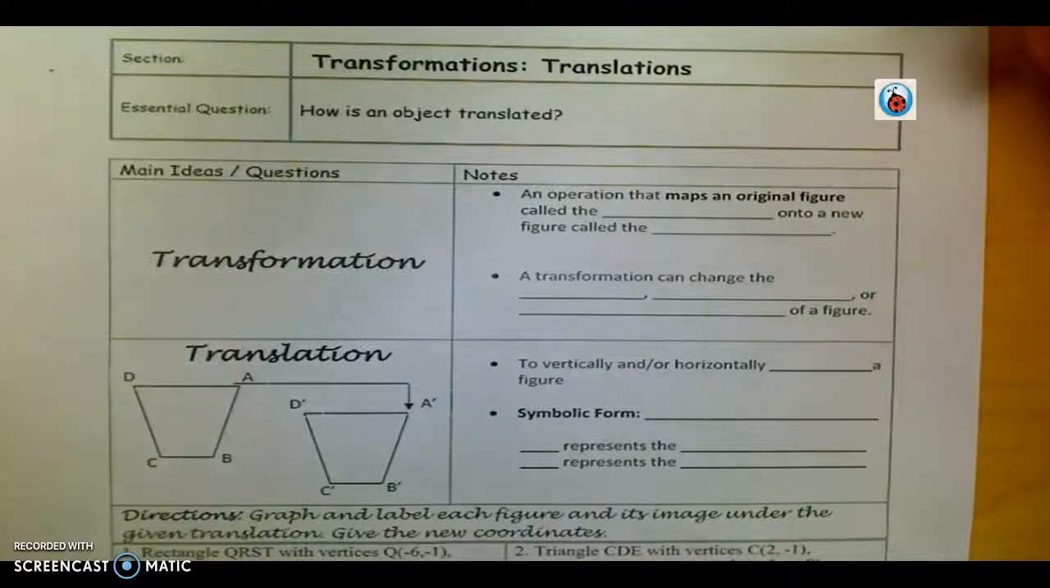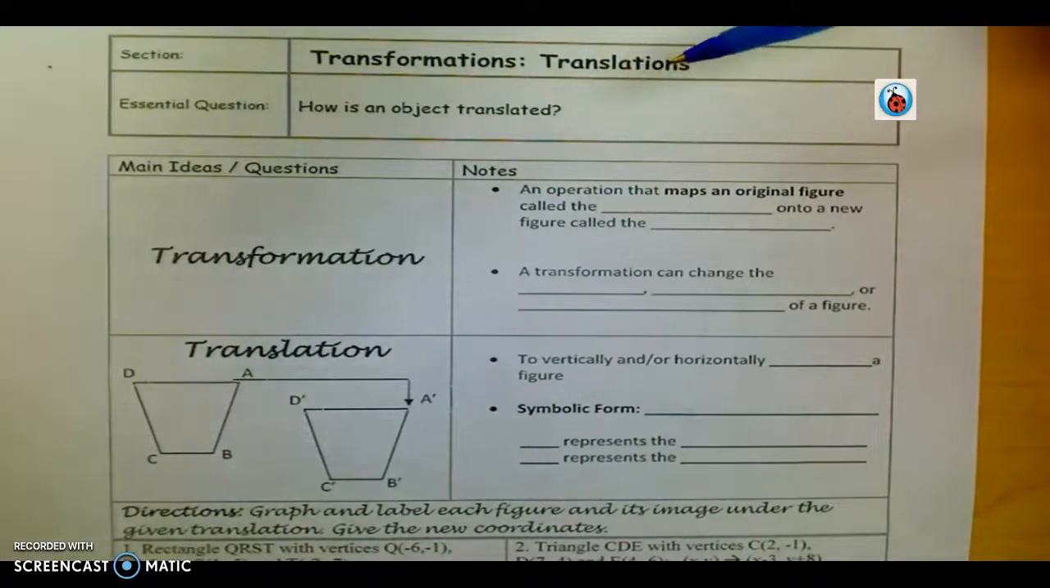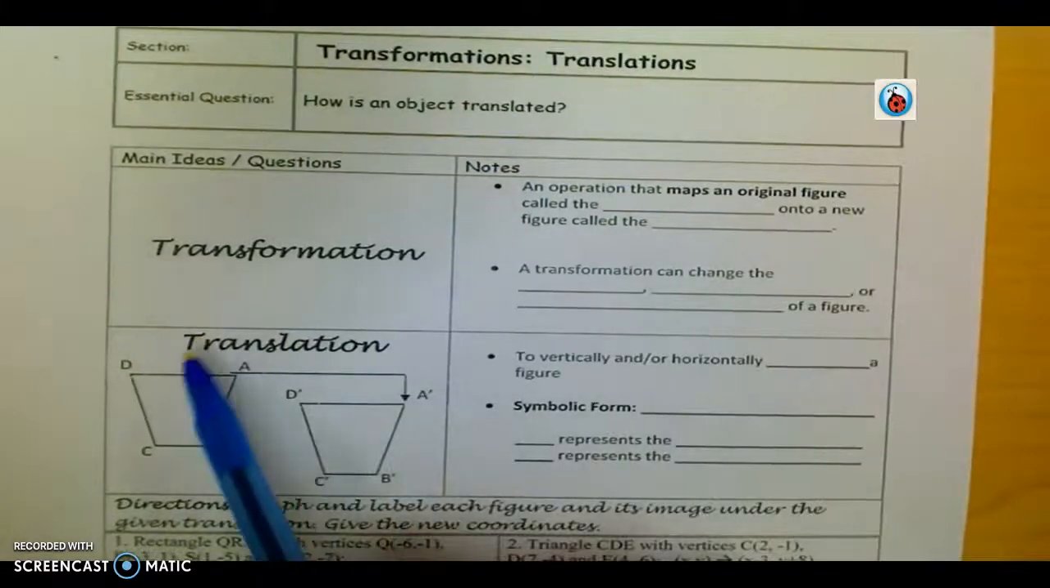Everybody. Today we're going to be doing our first lesson on transformations, which specifically will be focusing on translations. All right, there are 4 different types of transformations that you can have. You can have translations, reflections, rotations, and dilations. We'll talk about all 4 of those at some point in this unit, but today the main focus is just on translations.